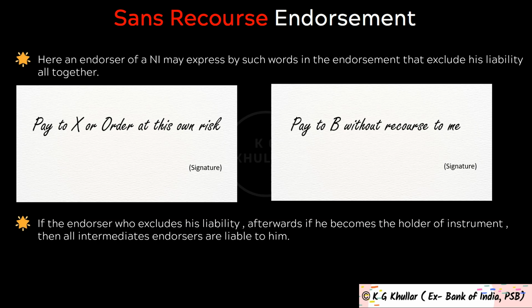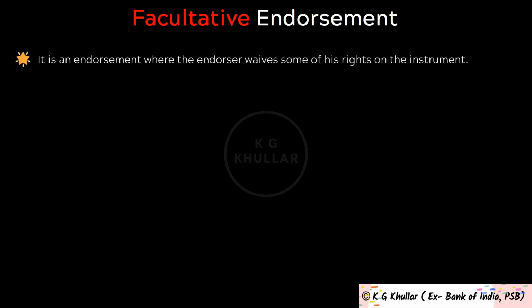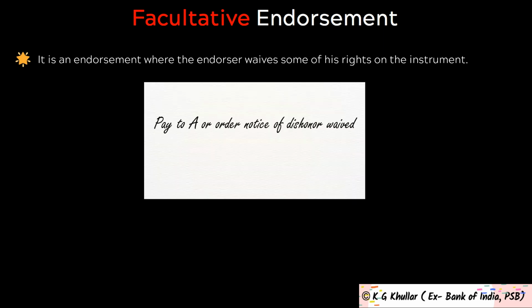The next endorsement we have is facultative endorsement. Friends, it is an endorsement where the endorser waives some of his rights on the instrument. For example, the facultative instrument might read as, that is, pay to A or order, notice of dishonor waived, and then signed by Ramesh. So as you can see here, Ramesh is waiving any right to receive any notice of dishonor.